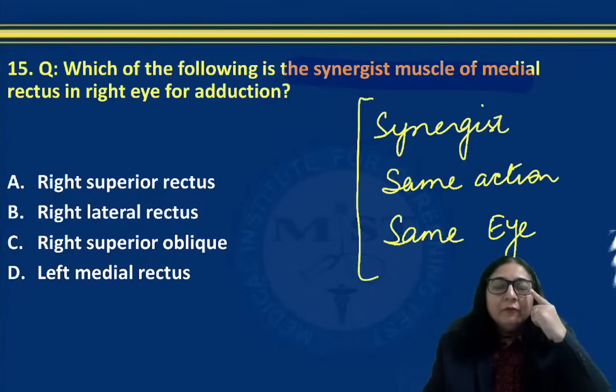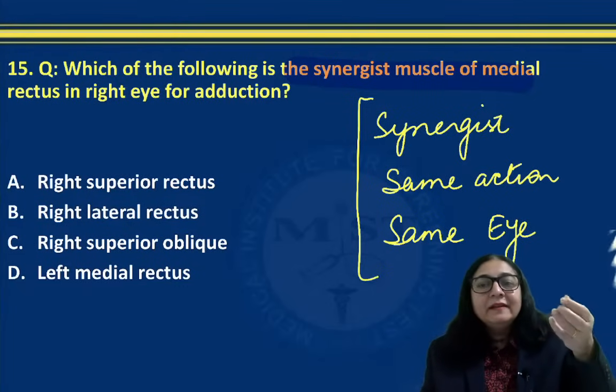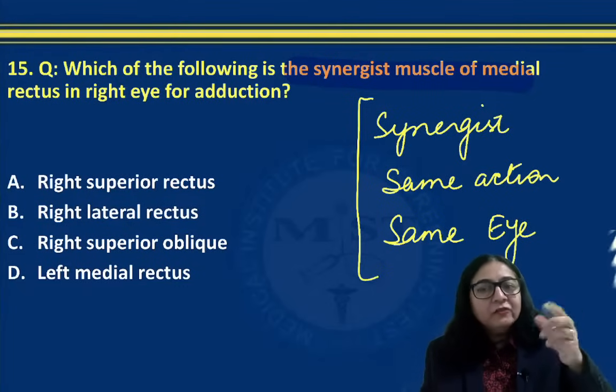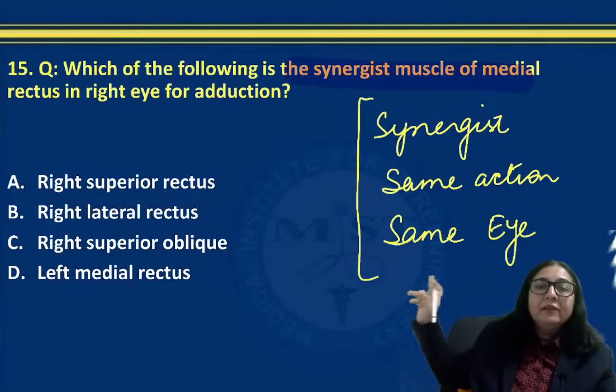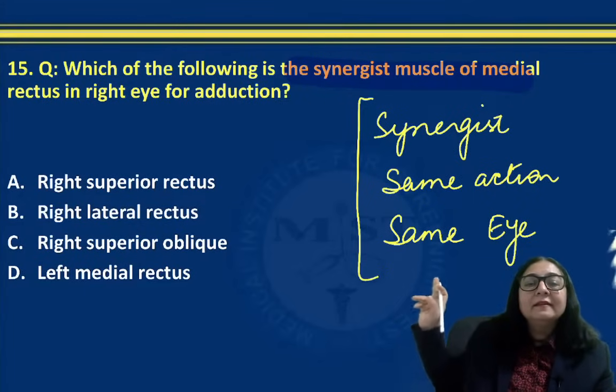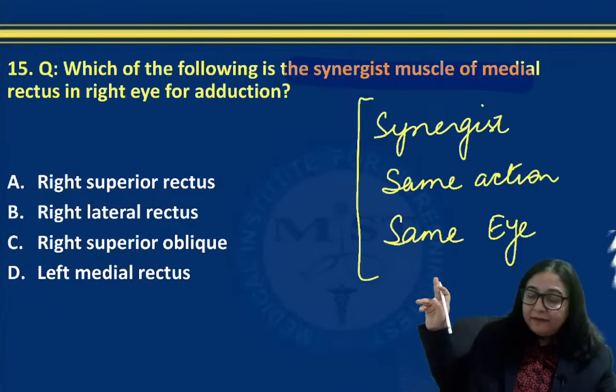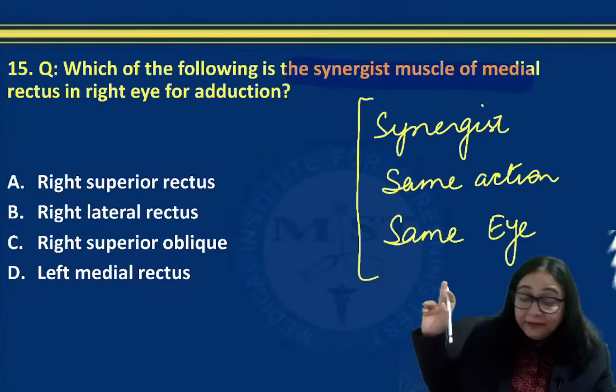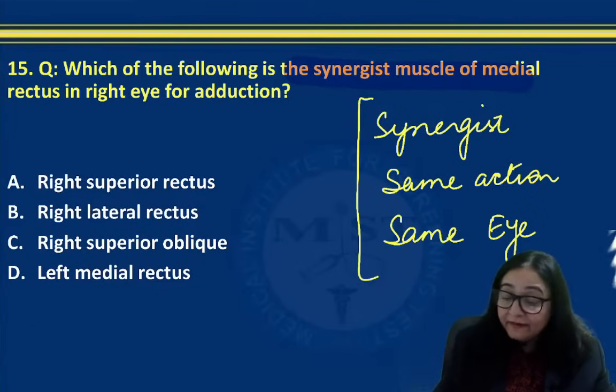So medial rectus causes adduction. Among the choices, which one is the synergist muscle in the right eye for medial rectus? You have to be careful. Synergist of the medial rectus in the right eye for adduction.